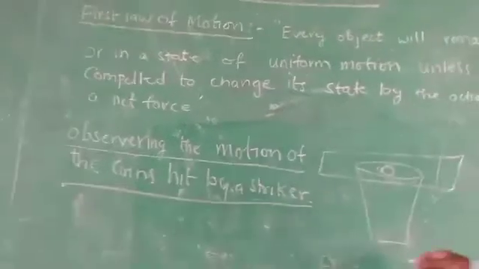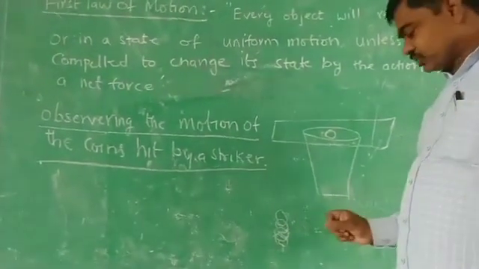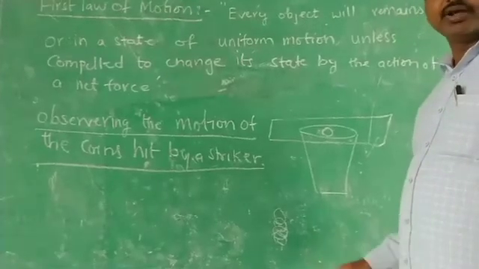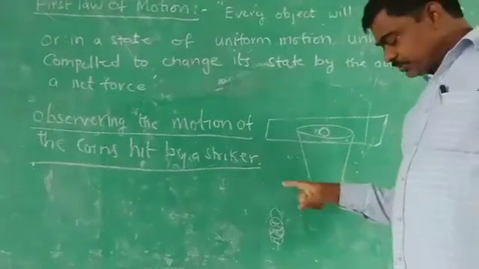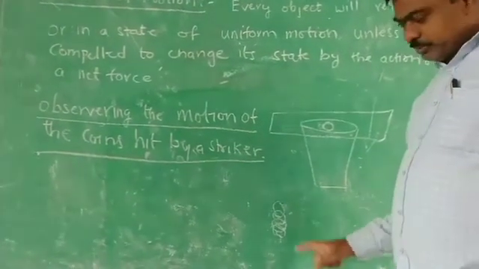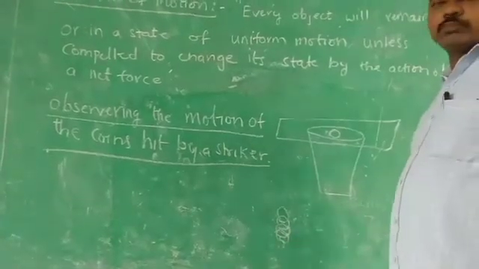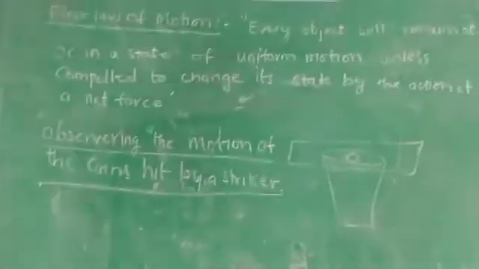The coins are piled one upon the other, and you hit with a striker. If you hit with a striker, what will happen? Only the bottom coin will move. The remaining coins stay in the same position. Whenever you hit correctly, only the bottom coin moves. You can see the diagram in the textbook.